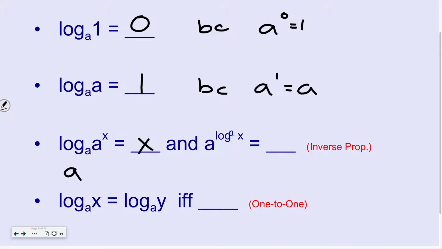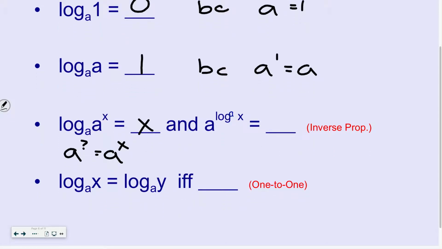And before we didn't have an answer, so I'm going to put a little question mark up there, right? So we're looking for what exponent we would use for a so that it equals a to the x. Well, the only thing that's going to work is x. And you could also use the idea that this is an inverse property and inverses undo each other. So if you have a log base a of an exponential a to the x, they're undoing each other and you just get x.